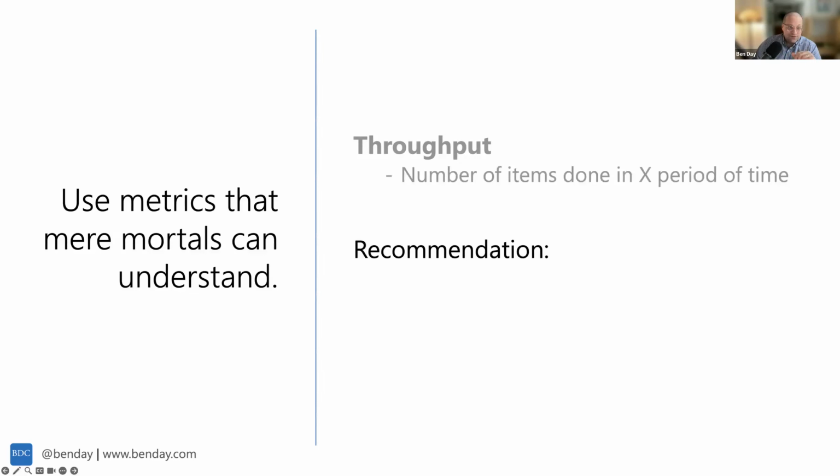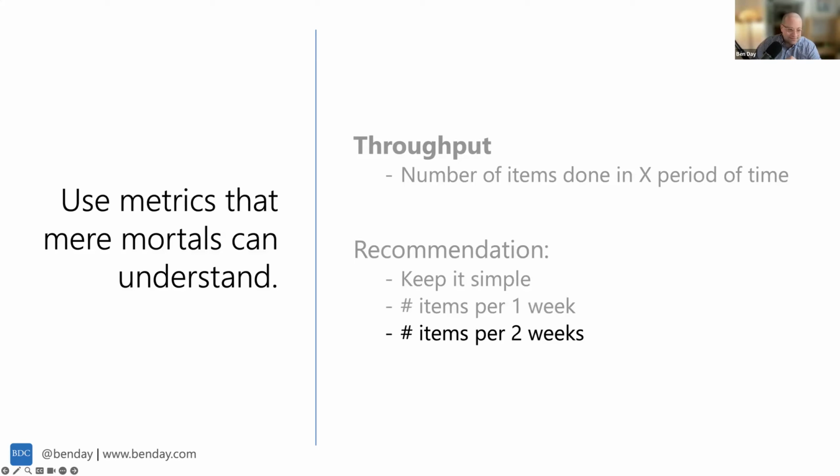My recommendation when you start going with throughput is keep it simple. Think about number of items per week or per 2 weeks. Just keep it at some fairly large thing. If you're trying to figure out what your throughput per hour or per day is, I think that's going to be a noisy pile of data. But per 1 week, pretty easy to understand.